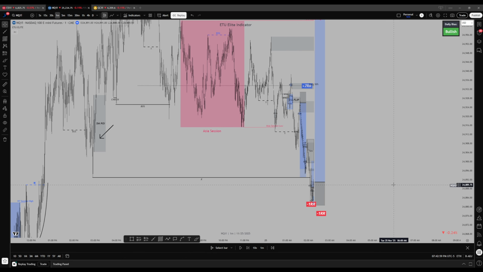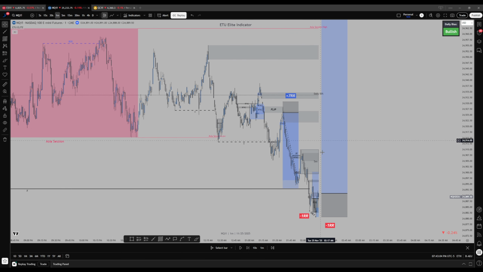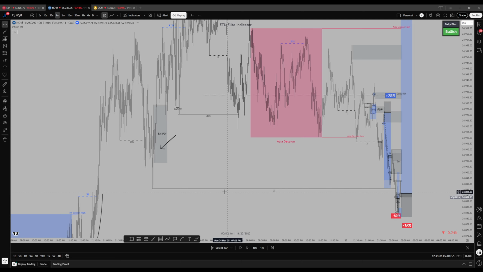So now let's go over to my 2 losses, because you guys know I don't only take wins, I also take losses just like everyone else. So my first loss here was actually off this liquidity sweep.